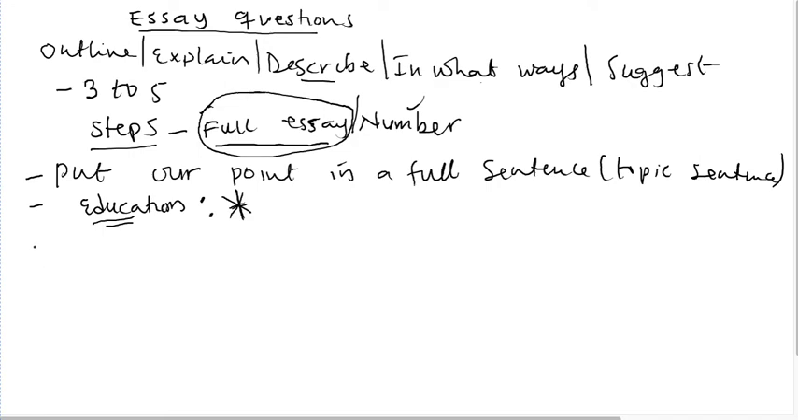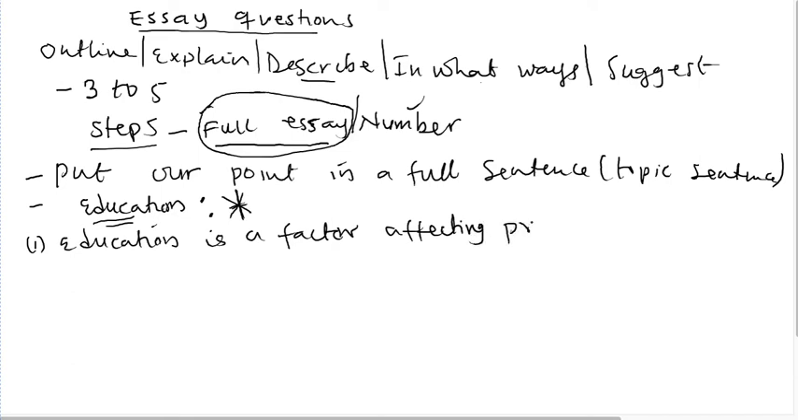If you would not write it in essay, you just write 1. Education is a factor affecting productivity. Good. Then that is your point. If you write it in essay, you just say firstly or first of all, then you continue this way.